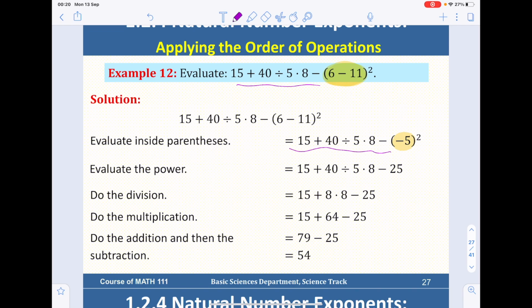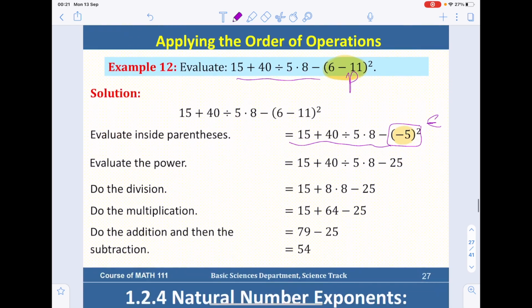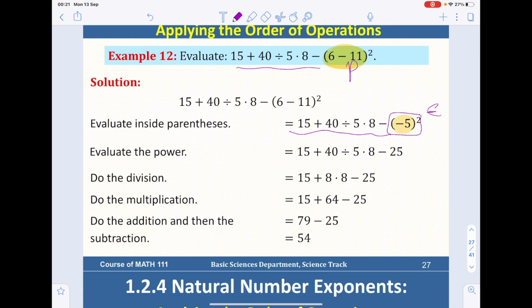Now I finish the parentheses, so I have to do the exponent. So I'm going to do this one. Negative 5 to the power 2 is negative 5 times negative 5, which is 25. So all I have to do, I will put everything as it is, and I will just remove this value and put 25.